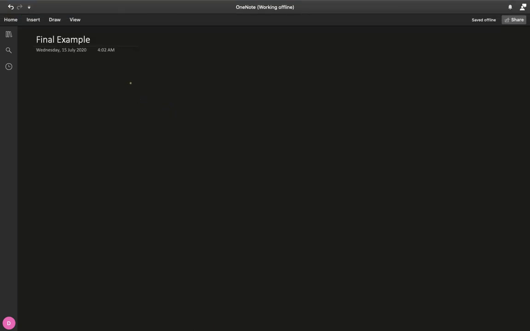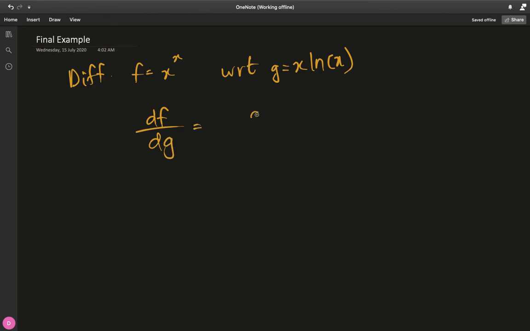Now one final example to actually tie in the entire concept that we learned in the last derivatives 4 video, which was variable raised to variable. So we are going to implement that. So we have to differentiate x to the x with respect to x times the natural log of x. So what you do is you call the first function f, call the second g. We need to find basically df over dg, which is going to be df over dx divided by dg over dx.